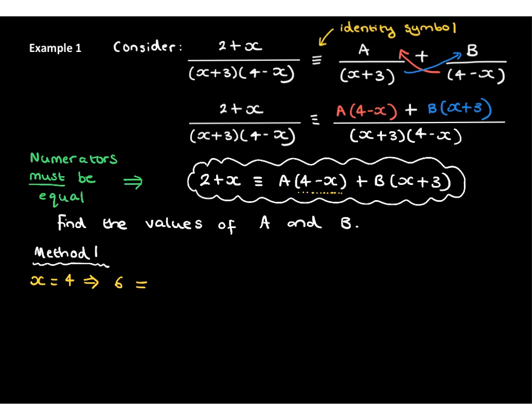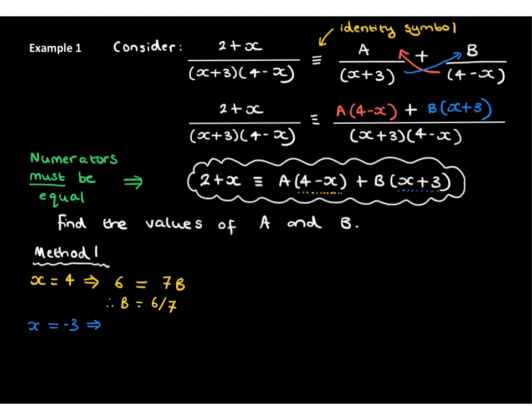x equals 4 substituted into the other bracket gives us 7b. This then allows us to calculate the value of b as 6/7. Now, what value of x should we choose to substitute in this time? It would really help us if we could make this bracket equal to 0, because this then eliminates b from the whole calculation. So yes, we're going to choose x equals -3.